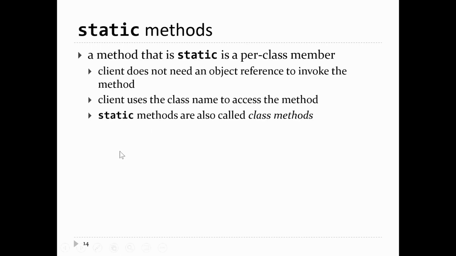Now, what about static methods? Can you have a static method in a class that has non-static stuff in it? The answer is yes, you can. A static method is a method that belongs to the class. You don't need an object to call the method, you just use the class name. These are also called class methods, but I'll always refer to them as static methods.